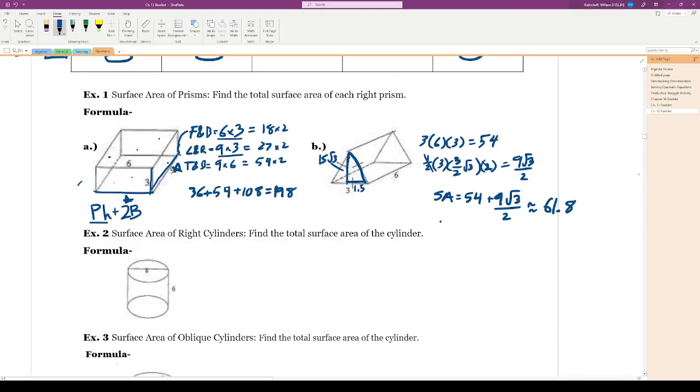So again, like in the last chapter, I want us to be able to fluidly work with both precise or exact answers and with approximations. So it'll be common that I want us to give both of those answers for these problems.